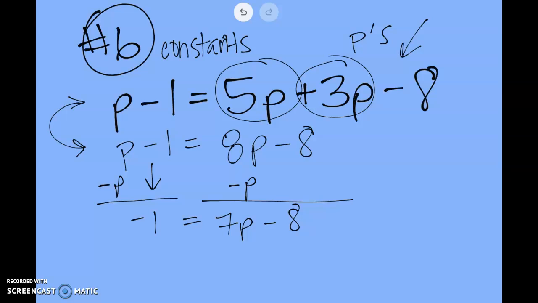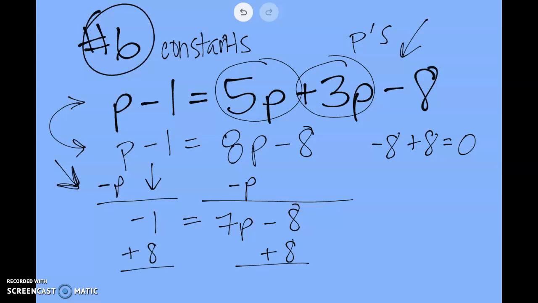I'm going to work on getting my constants all over here on the left side together. So I'm looking at this minus 8. I want to do minus 8 plus 8 to get that 8 to be equal to 0. If I'm going to add 8 to both sides, I get negative 1 plus 8. That leaves me with positive 7 is equal to 7p.